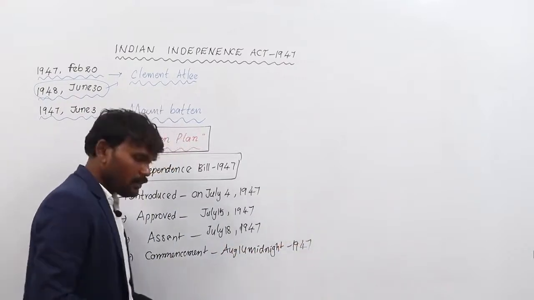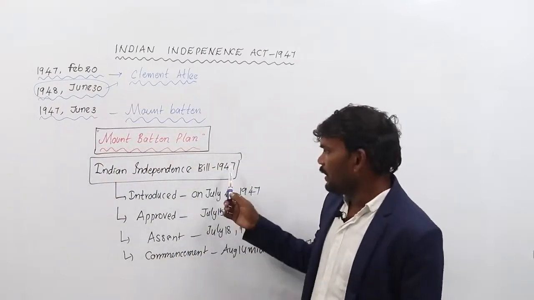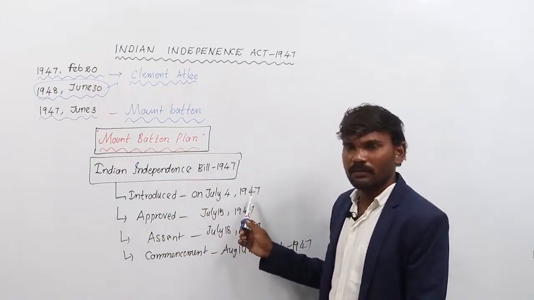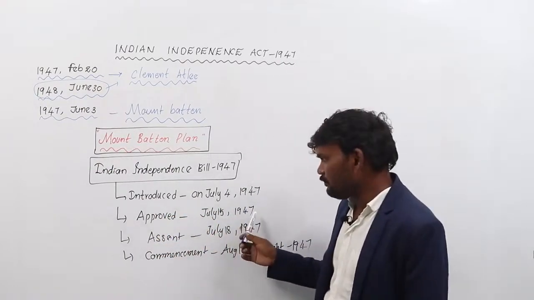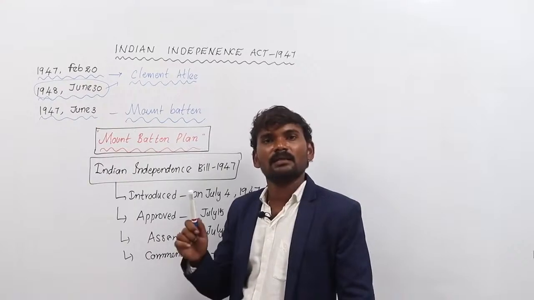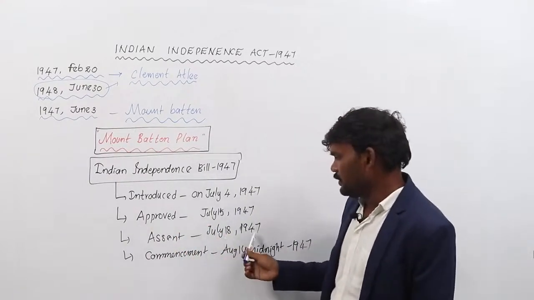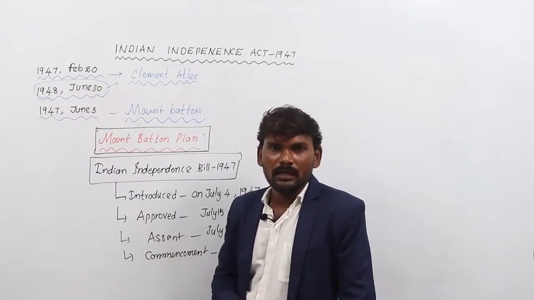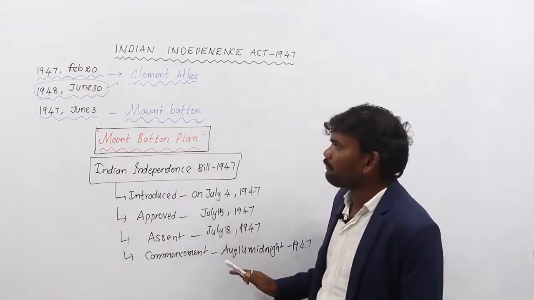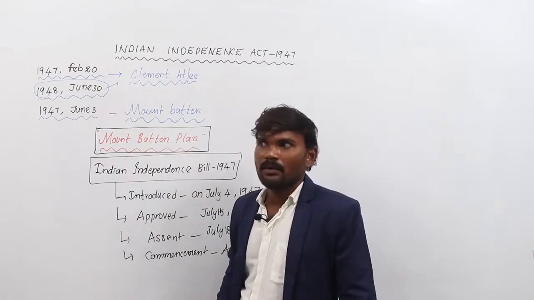Dates are very, very important. Based on the Mountbatten Plan, the Indian Independence Bill 1947 was introduced in the British Parliament on July 4th, 1947. It was approved by the British Parliament on July 15th, 1947, and it was assented to by the then King of Britain, King George VI, on July 18th, 1947, and it finally came into force from the midnight of August 14th, 1947. This is the historical background of the Indian Independence Act 1947.